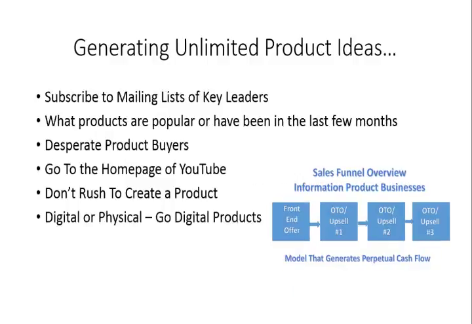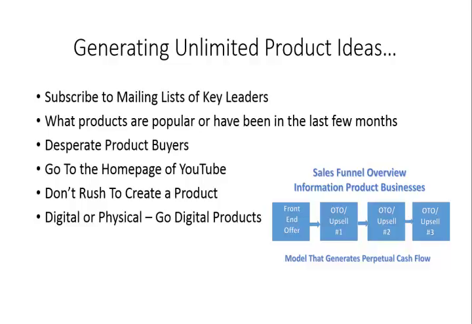So in continuing our discussion on generating unlimited product ideas, one of the things that you can do is you can subscribe to mailing lists for key leaders. You want to start thinking about, and we talked about this at the beginning, what products are or have been popular over the last few months. You're looking for the kind of products that basically identify desperate buyers. These are people who need to have a problem solved, and they buy product after product until they get the answer.